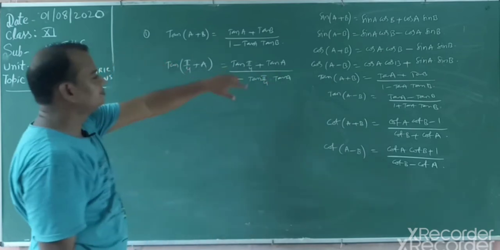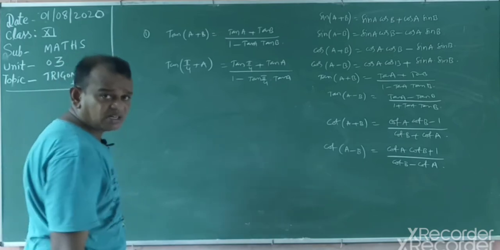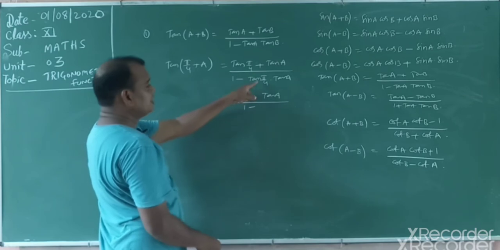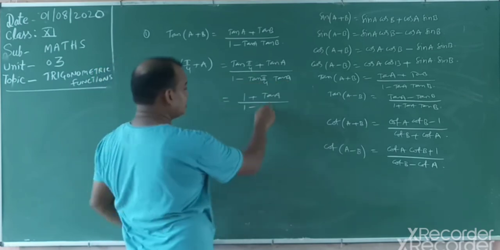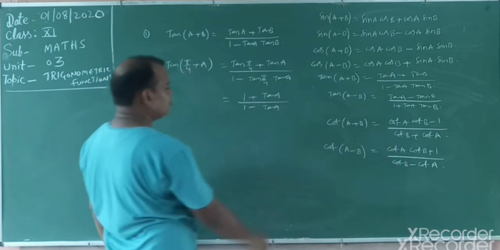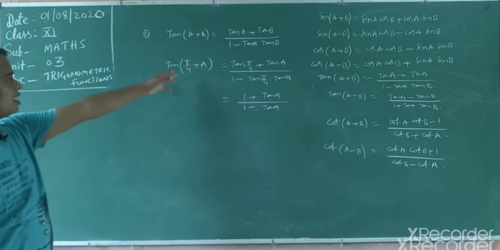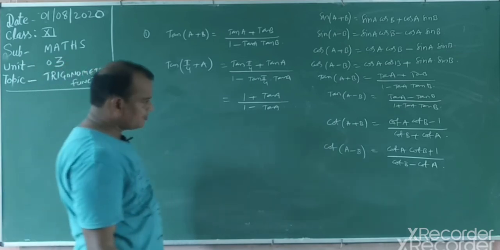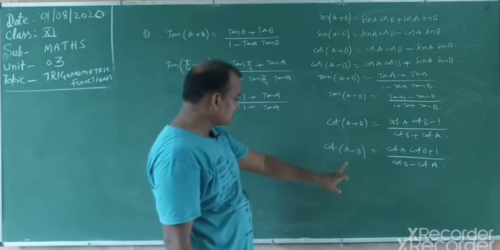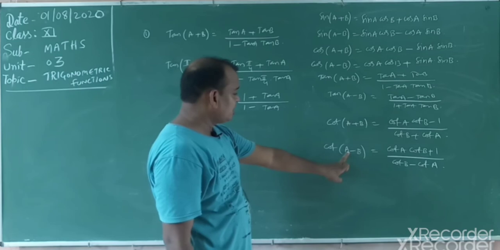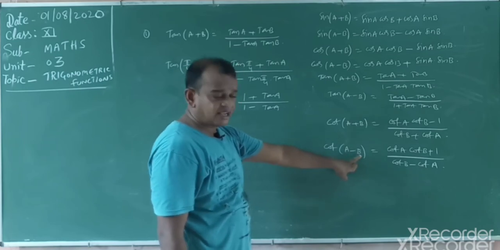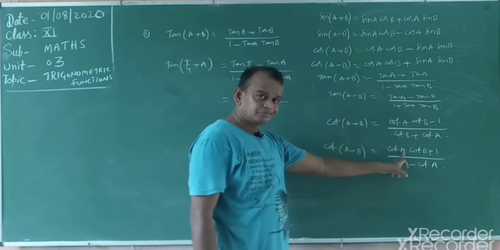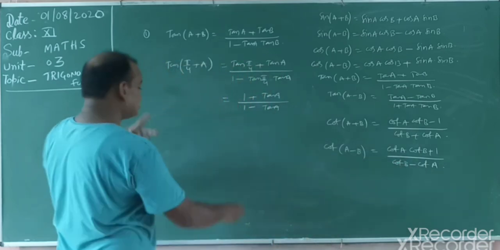Simple. Tan 45, how much? You know or not? Tan 45 is 1, so 1 plus tan A by 1 minus 1 into tan A, that is 1 plus tan A by 1 minus tan A, equal to tan of pi by 4 plus A. In the same way, observe this one, suppose here pi by 4 minus A. Cot 45 is 1.